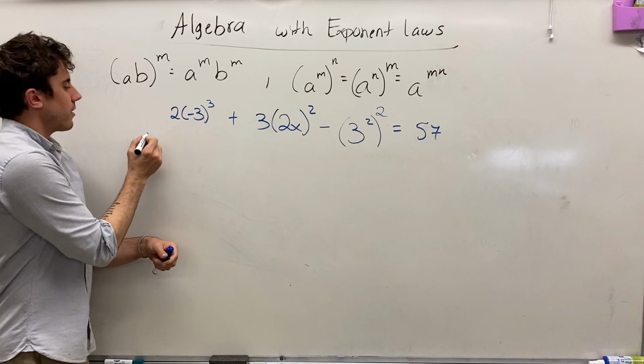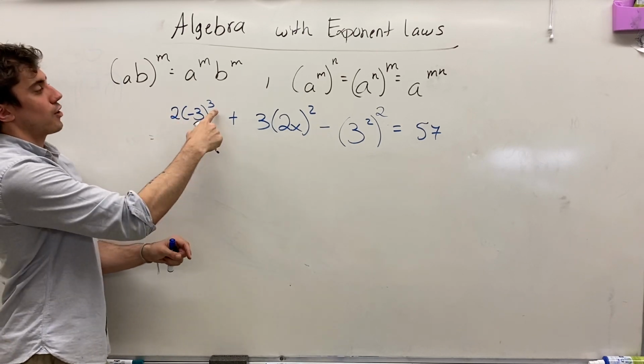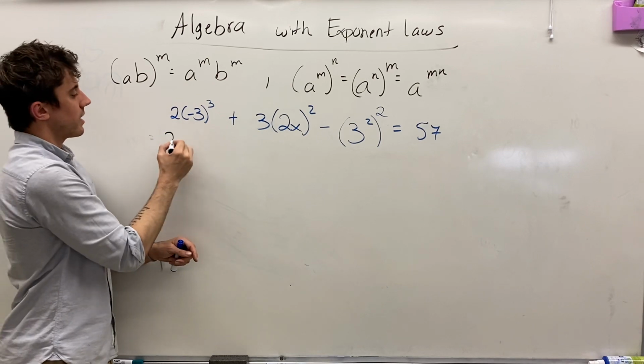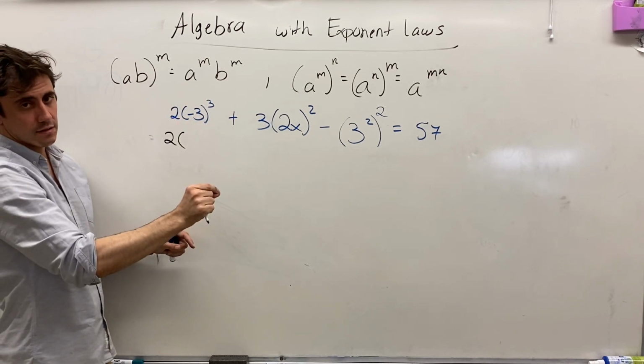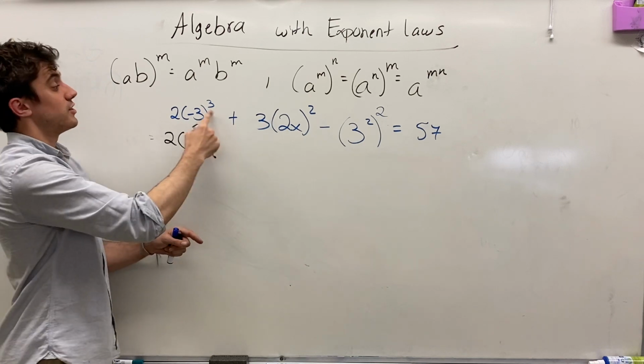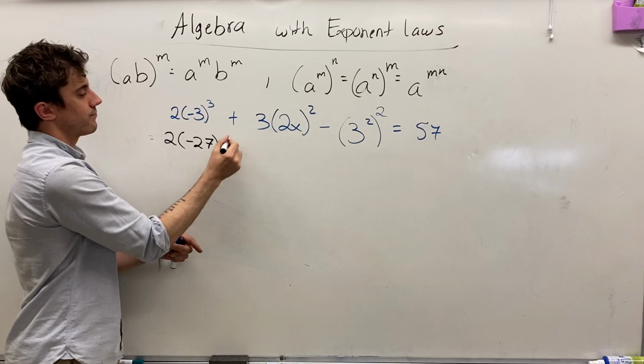So for our first term, we have 2 times (-3), the base is -3 inside a bracket, all raised to the power of 3. And so we have 2 times (-3) cubed, which means -3 times -3, being positive 9, times another -3, and so -27.